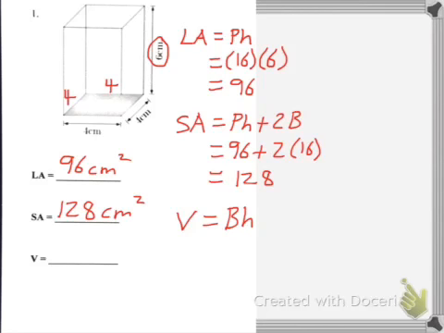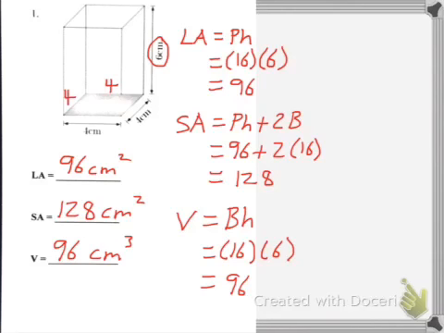The last dimension they want me to find is volume. We said just a second ago capital B was 16 because 4 times 4 was 16, times h, the distance between the two bases, we said was 6. So 16 times 6 will give me my volume, which is 96. You'll notice here that the lateral area and the volume on this particular question were the same. That will not always be true. That's just a coincidence on this particular question.